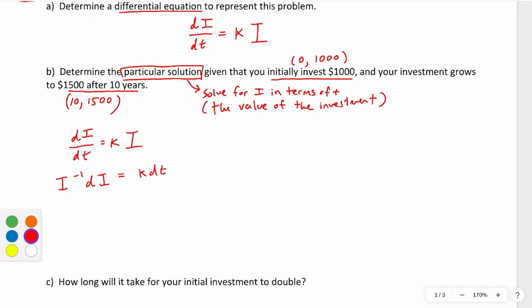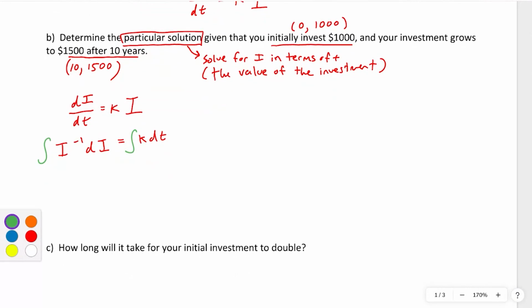Now notice that there's no instance of the variable t on the right-hand side, right? So this is kind of like we have 5 dt. When we go to integrate that with respect to t, if this was just 5, it would become 5t. If it was 2, it'd become 2t. If it was just 1, it'd become 1t. For k, it'll become kt plus c. So let's go ahead and integrate both sides. On the left side, we're integrating with respect to the value of the investment. On the right side, we're integrating with respect to the time.